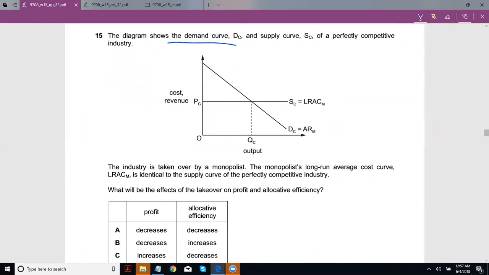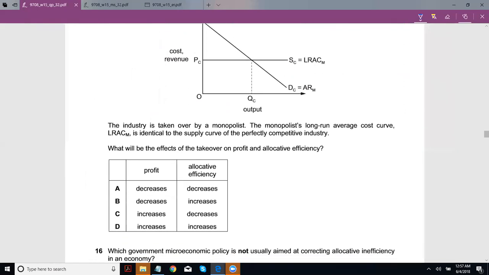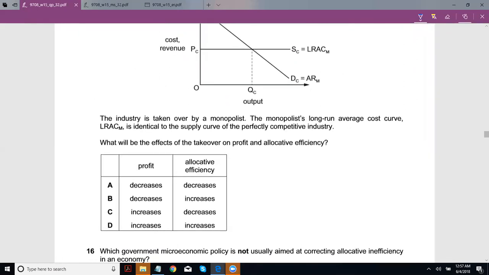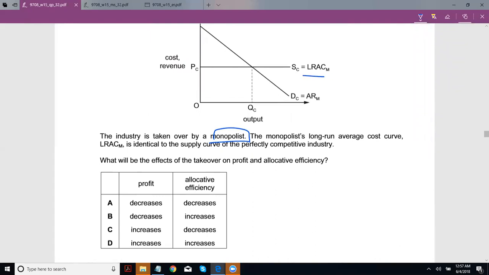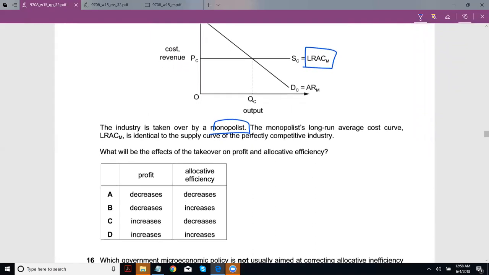So the demand curve and supply of a perfectly competitive industry is taken over by a monopolist. The monopolist's long-run average cost curve, LRACM, is identical to the supply curve of the perfectly competitive industry. So it's going to be this. What will be the effects of the takeover on profit and allocative efficiency?